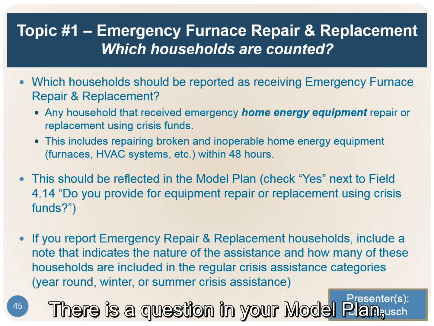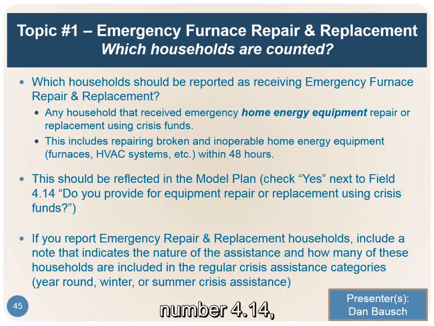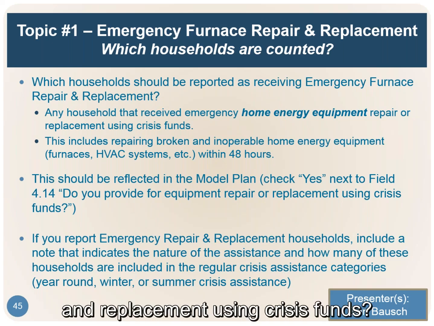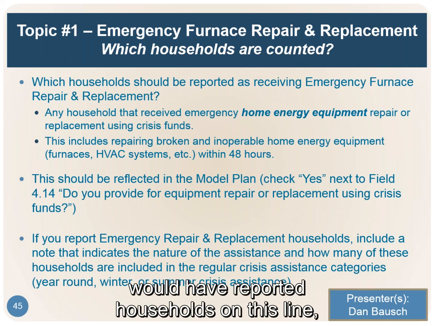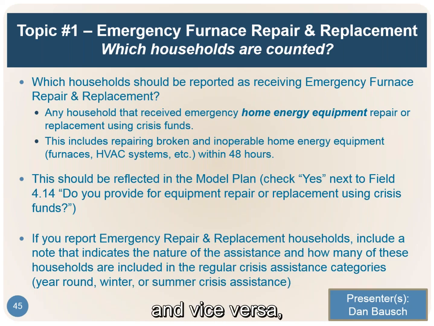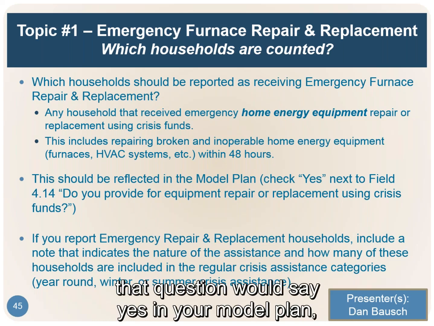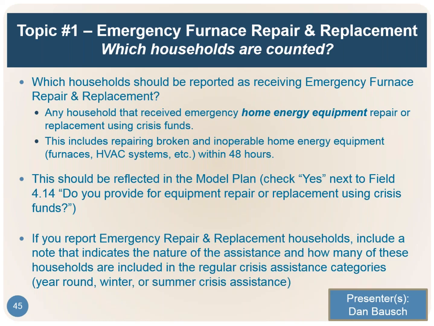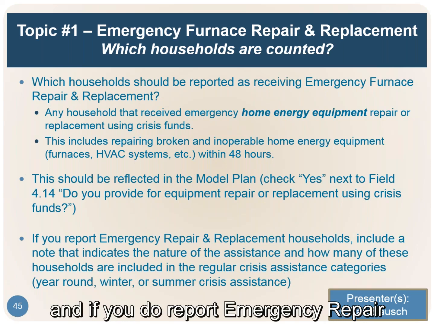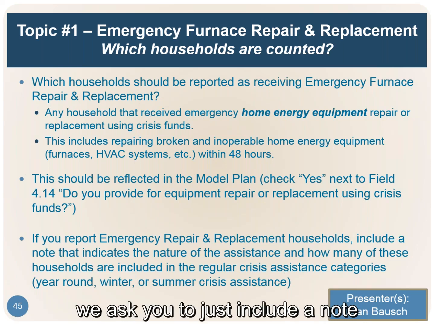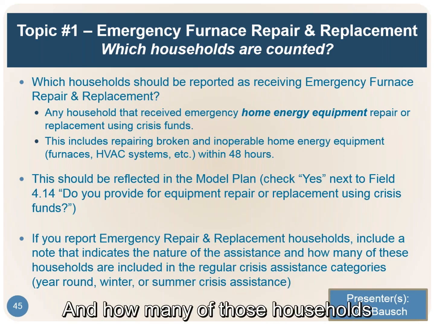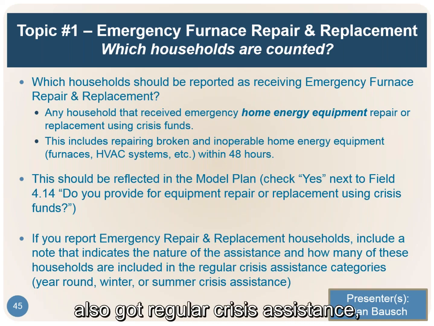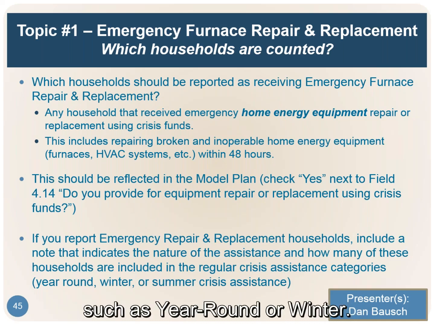There is a question in your model plan, number 4.14, do you provide for equipment repair and replacement using crisis funds? So if your model plan has yes to that question, we would expect that you would have reported households on this line. Vice versa, if you've reported households, we would expect that that question would say yes in your model plan. And if you do report emergency repair and replacement households, we ask you to just include a note that describes the nature of that assistance and how many of those households also got regular crisis assistance, such as year-round or winter.